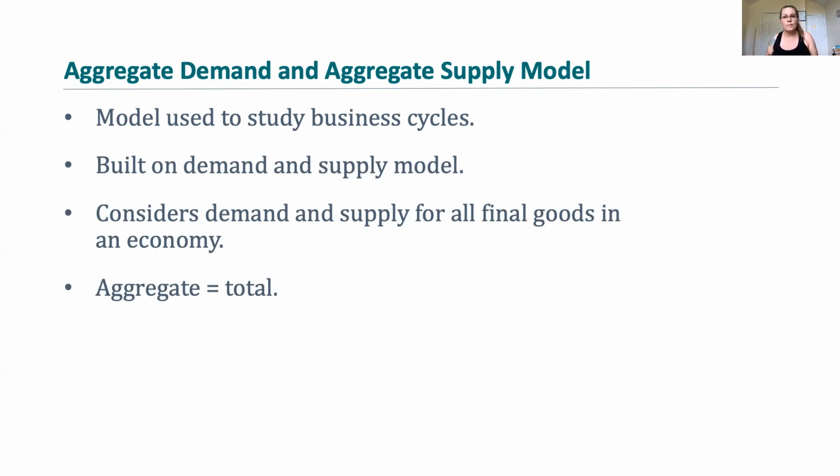And this is going to be what we measure on the vertical axis, just like price was in our original model. It's going to be the average price level in the economy, measured by the GDP deflator, which we talked about in Chapter 6. Overall output, or the quantity measure on the horizontal axis, is real GDP. We learned how to calculate real GDP in Chapter 6 as well.